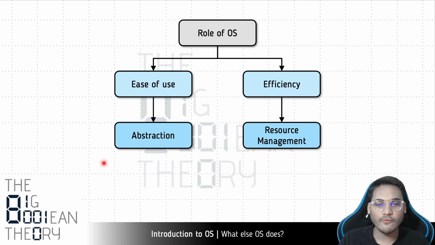Apart from fulfilling these two fundamental responsibilities in the computer system, the OS does a whole bunch of other things to make sure that the computer runs in a smooth and proper way. So now what we'll do, we'll take a few examples and understand what are all the other activities that the operating system does in the computer system.